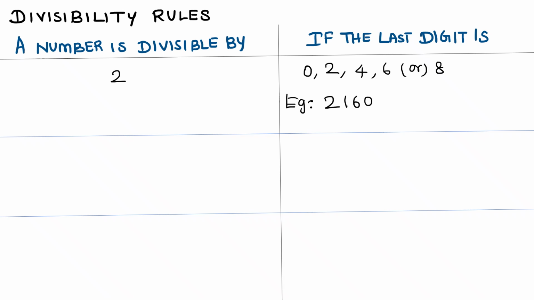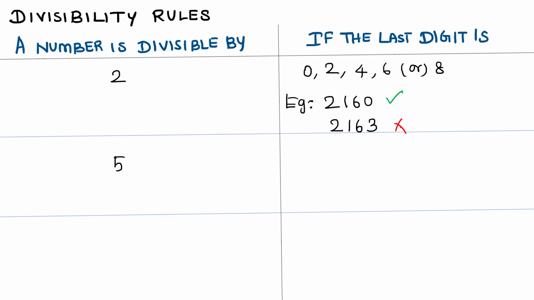2160 ends with 0, so I will tell it is divisible by 2. For example, if I take any other such example, 2163, it ends with 3. This is not divisible by 2 as it's ending with 3. Understood now? Next we will see the divisibility rule of 5.